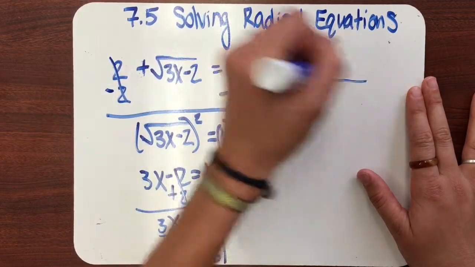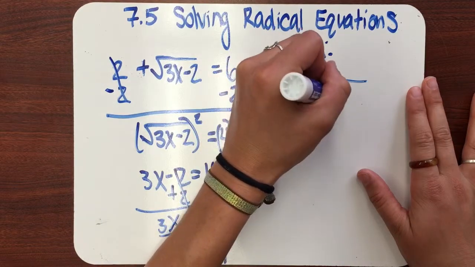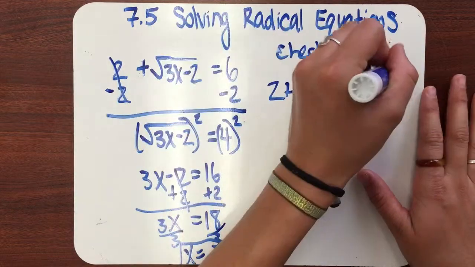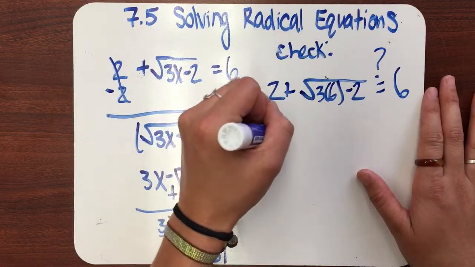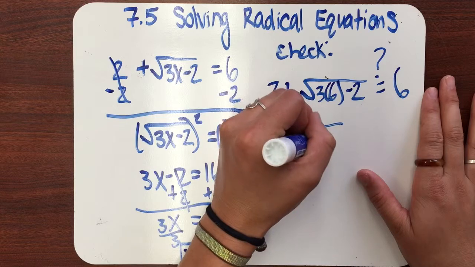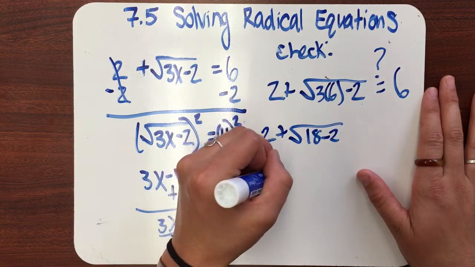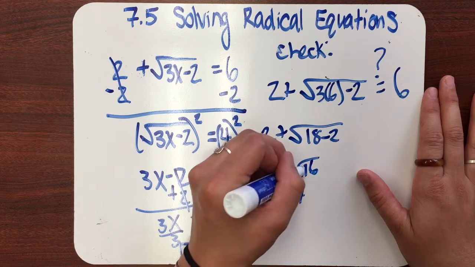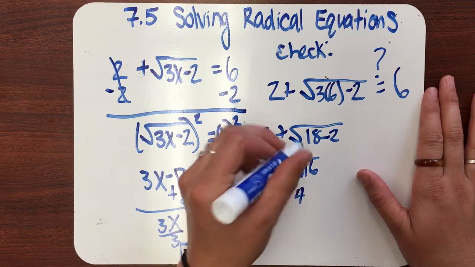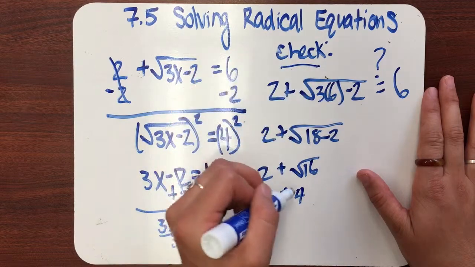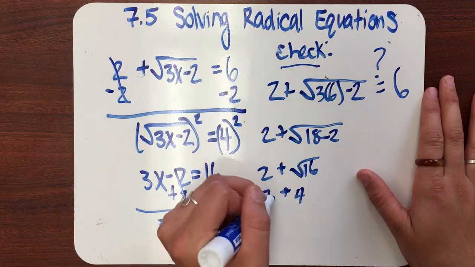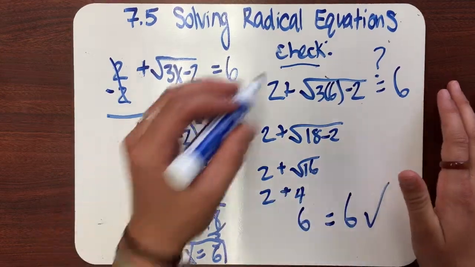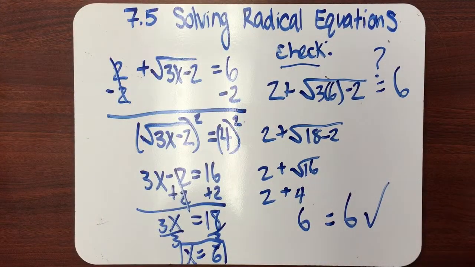2 plus the square root of 3 times 6 minus 2, and we want to know, is that equal to 6? So we'll do order of operations here. 18 minus 2 is 16. 2 plus 4, because the square root of 16 is 4. And whenever you're checking it, we're going to take the principal root, meaning the positive root. 2 plus 4 is 6, which is equal to 6, so that checks out good.